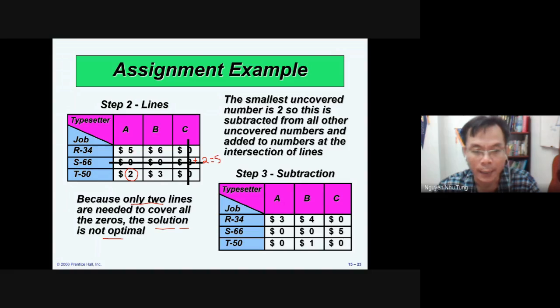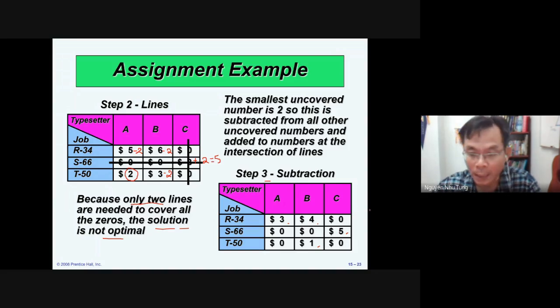Then you subtract 2 from all the unselected numbers. For example, 5 minus 2, 6 minus 2, 3 minus 2. And then you get the table in step 3 here. 5 minus 2 equals 3, 6 minus 2 equals 4, 3 plus 2 equals 5, and 3 minus 2 is 1.